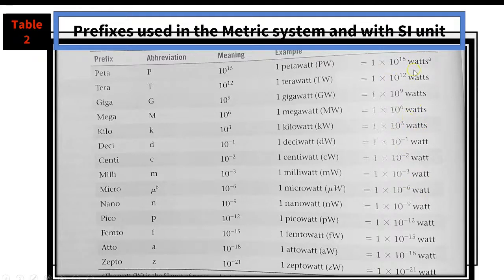So here we have to consider the basic SI unit, and this is just an example with respect to the watt, but you can use it with respect to length, the amount or quantity of material, luminous intensity, or anything. But these are the prefixes which are very important, and you need to remember them: peta, tera, giga, mega, kilo, which is very common, deci, centi, milli, micro, nano, pico, femto, atto, and zepto. So yes, note it down in your notebook.